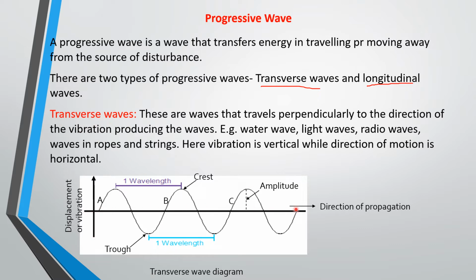Examples of this type of wave are water wave, light wave, radio waves, or waves in ropes and strings. If you look at this wave, you see that the vibration is vertical while the direction of motion is horizontal. So the direction of motion is perpendicular to the direction of vibration. This is an example of a transverse wave, and we have given the examples: water wave, light waves, and radio waves. Is that okay?